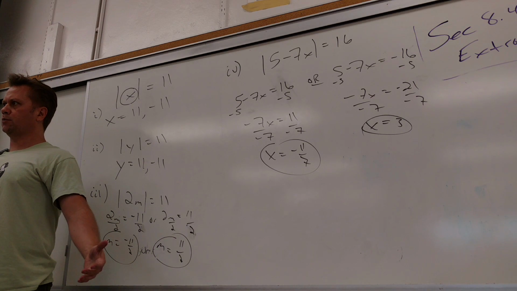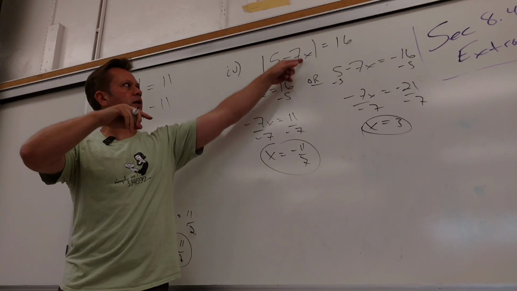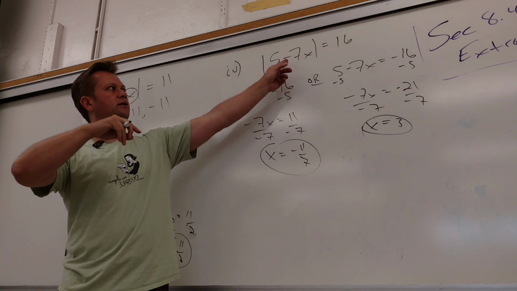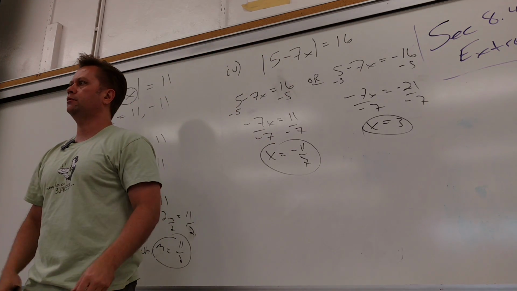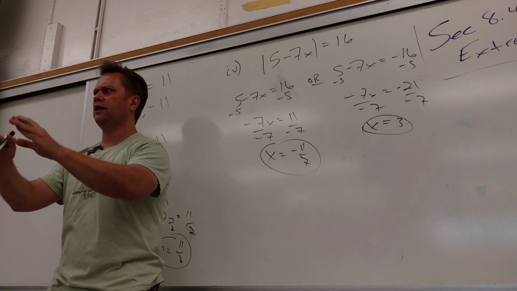So either one of those answers makes it work, because there's one version of x that makes this a positive 16, and there's one version of x that makes this a negative 16. That's why there's two possible ways. All right. Is that cool? You guys get that? Let that be easy.